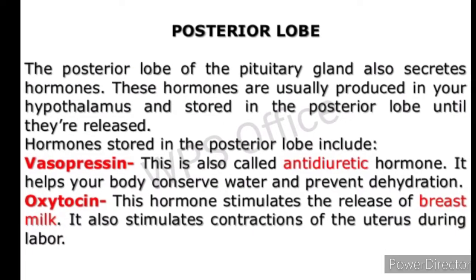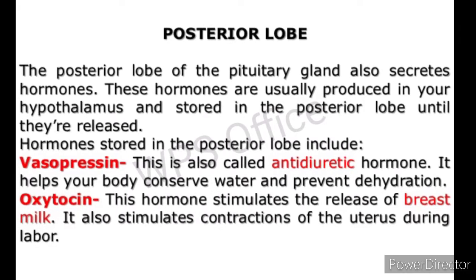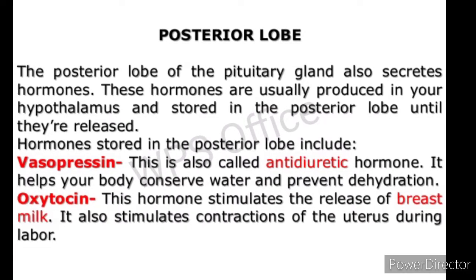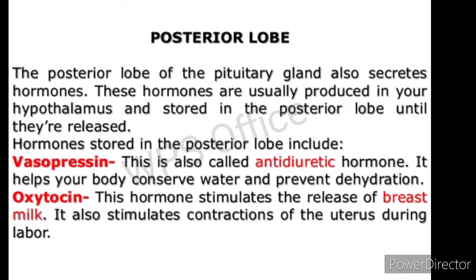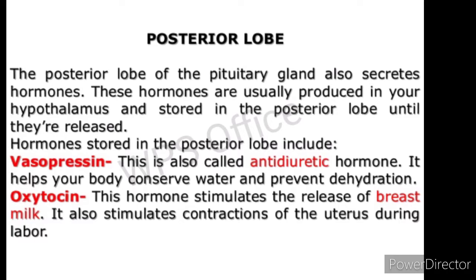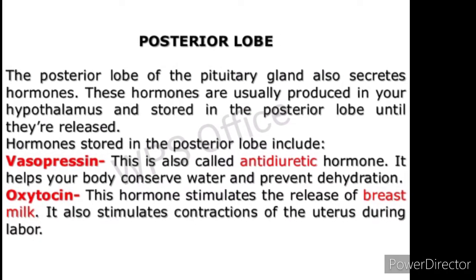Then in the posterior lobe, vasopressin and oxytocin. Vasopressin is the antidiuretic hormone that helps our body to conserve water and prevent dehydration. Then next, oxytocin. This hormone stimulates the release of breast milk. It also stimulates the contractions of the uterus during labor.